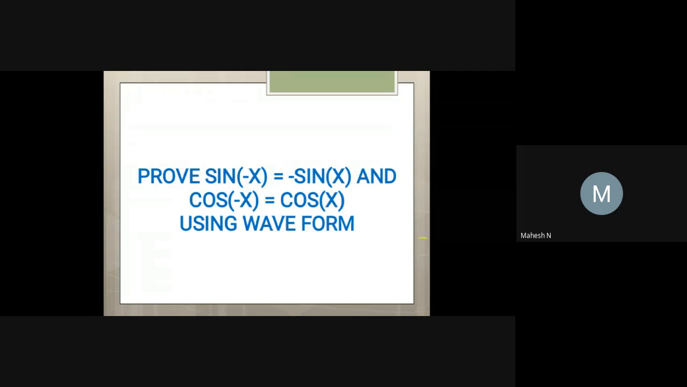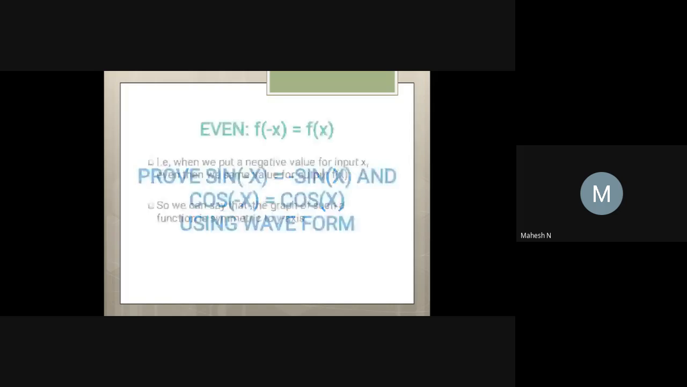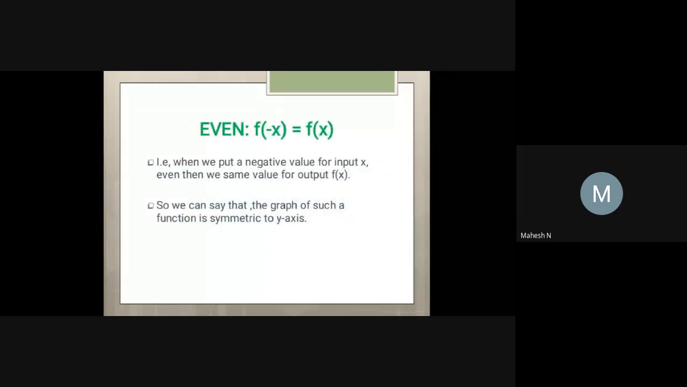Before that, we know there are two types of function: even function and odd function. So let us look into even function. In an even function, when we put a negative value for input x, we still get the same value for output f of x. Whenever we give input as -1 or -2, the output sign is never going to change. It remains f of x only. So we can say that this type of function is known as symmetric to the y-axis.